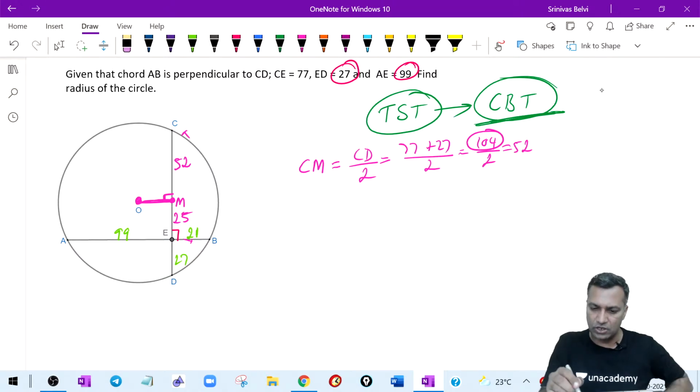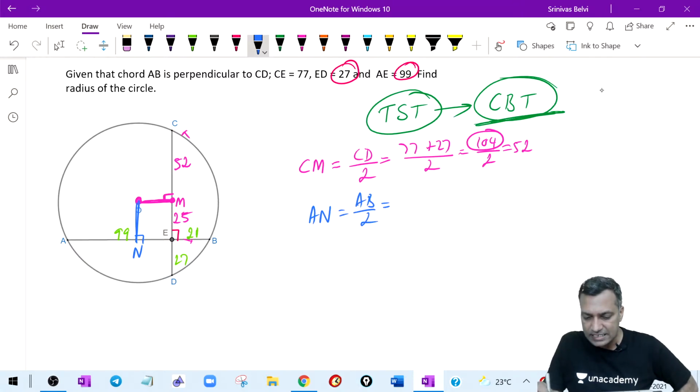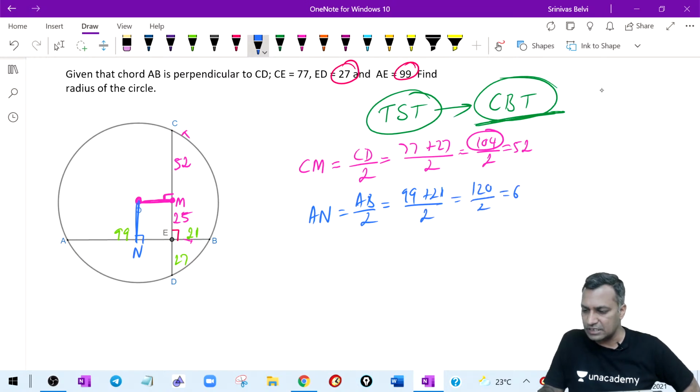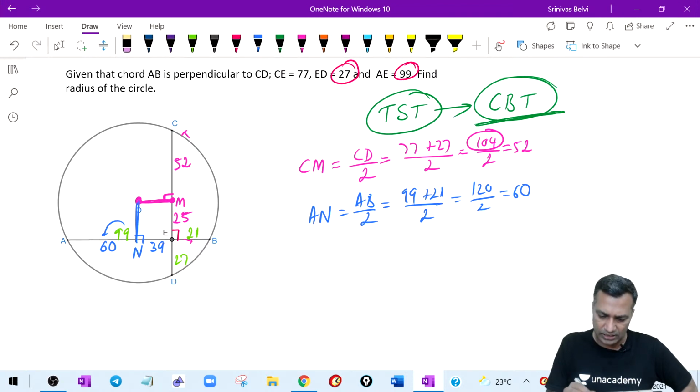Good. Can I do the same thing on the other side? Of course you can. You may say that I will drop a perpendicular on this particular side. Let me call it N. Then what is the measure of AN? AN is equal to AB divided by 2. What is AB? AB is 99 plus 21 divided by 2. That is 120 divided by 2, which results in 60. If you want the measure of this, out of 99, 60 is on this side. Therefore, the remaining 39 would be on the other side.